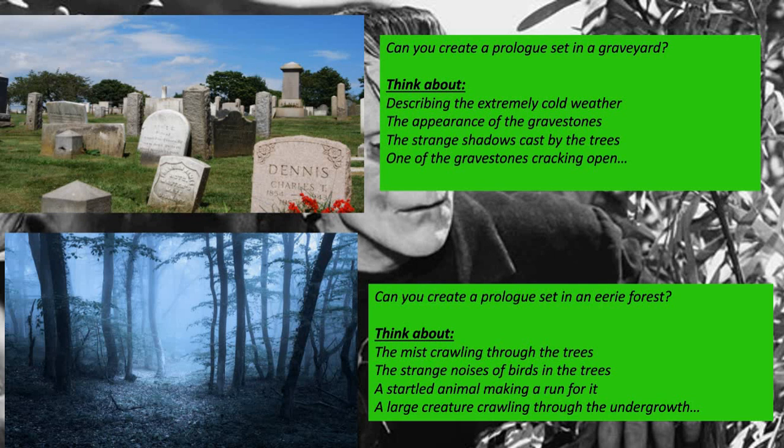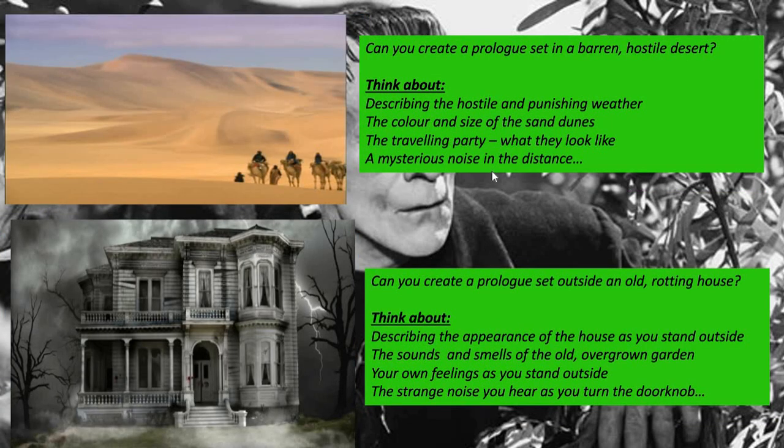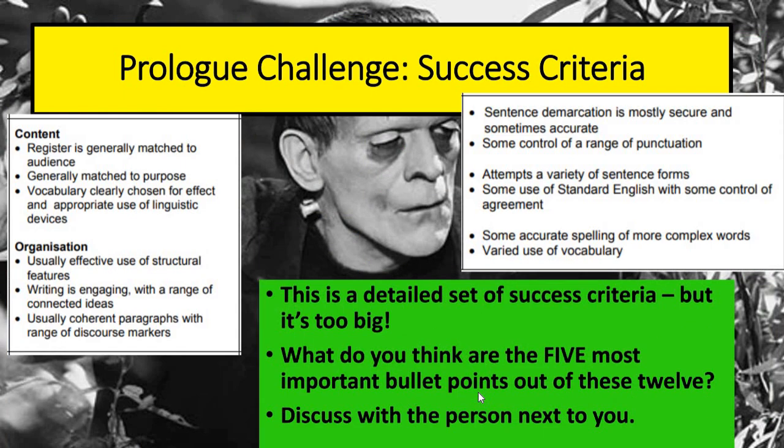Make sure that you've talked about the appearance of the gravestones and the graveyard itself. Is it a very well kept graveyard? Is it quite old, unkept, unloved? Are there any strange shadows that are cast by the trees or by some of the gravestones and memorials that are there? And is there a gravestone that cracks open, or is there some disturbed earth, or something that is sinister, something that isn't normal? So you want to make sure that you address each of these 4 points for each setting to make sure that you have a successful piece of writing.